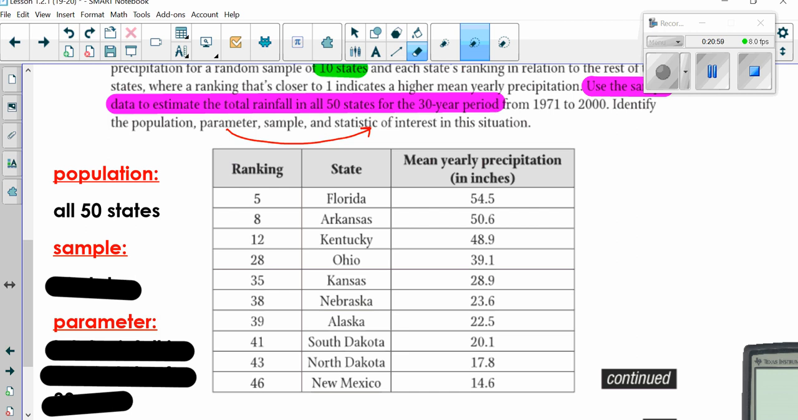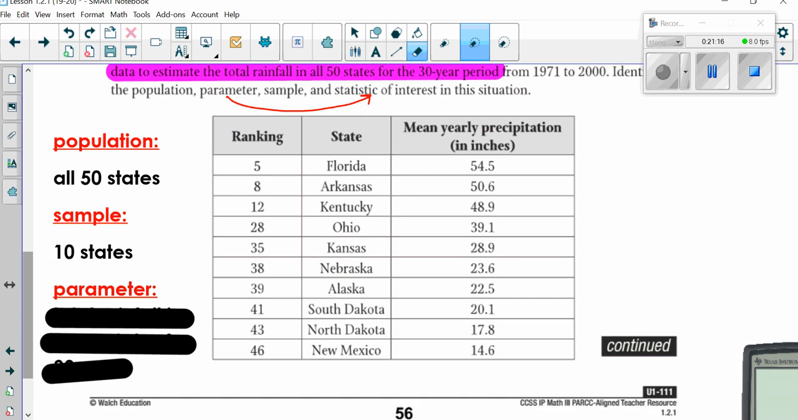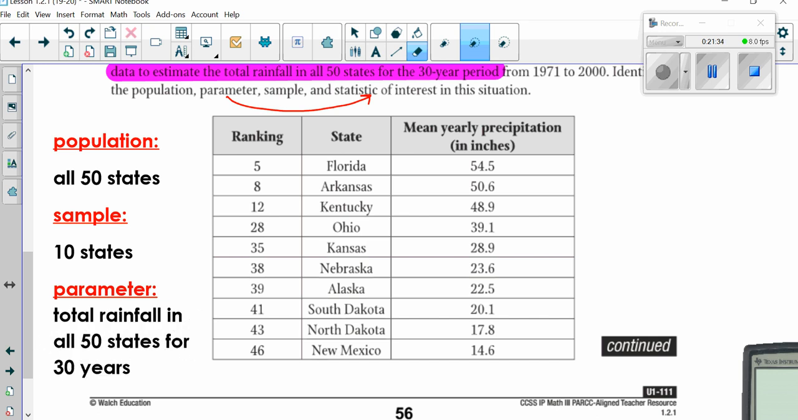And again, if you are writing this down on a separate sheet of paper, make sure that you're labeling and identifying just like me. If you're printing it out, then obviously you have room in the same places that I do. Okay, this sample means a subset of those 50. In this case, they randomly picked 10. We don't know how they picked the 10, but they picked 10. The parameter is describing whatever statistic was described. In this case, they want us to figure out the total rainfall in all 50 states for a 30-year period. So that's the parameter: total rainfall in all 50 states for 30 years. It's a lot of rainfall. And they want us to do that using this average of 10.